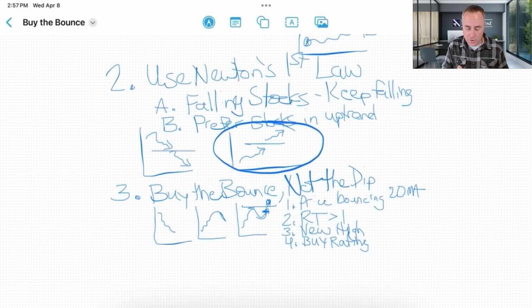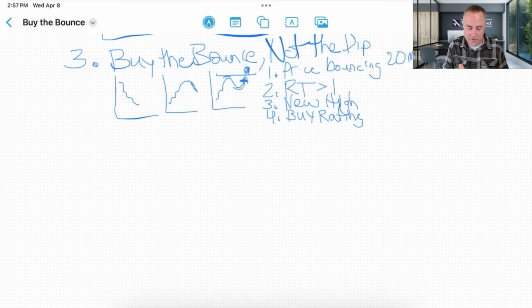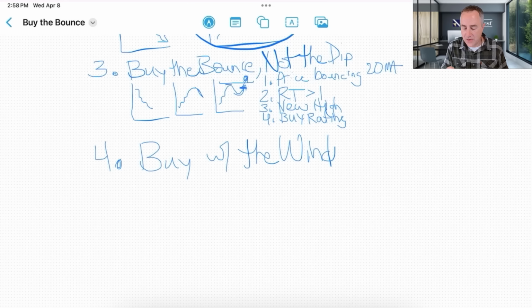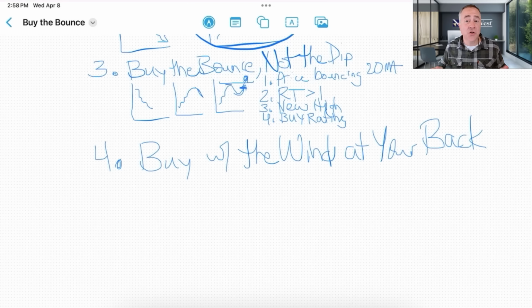All right, so the 4th part of our framework, let me move this up. Part 4 of the framework is to buy with the wind at your back. Even a good stock showing a bounce can fail if the overall market is still trending lower. You want the market helping the move. You don't want the market fighting it.